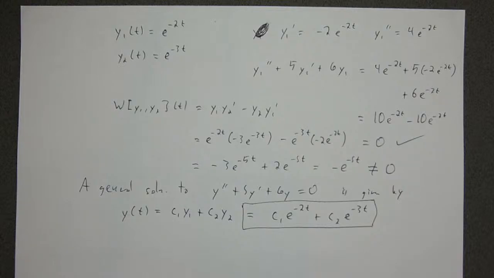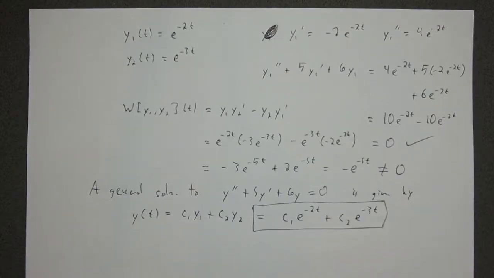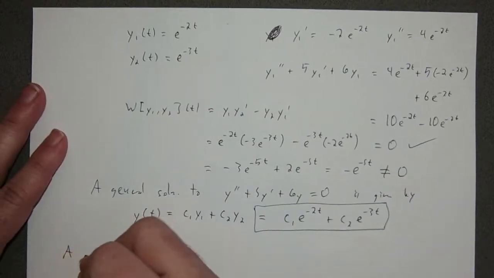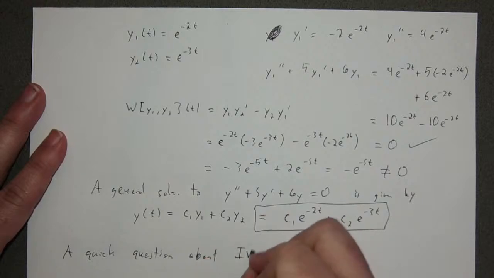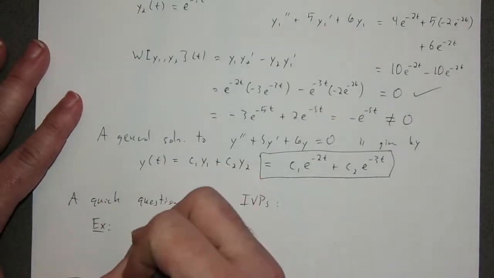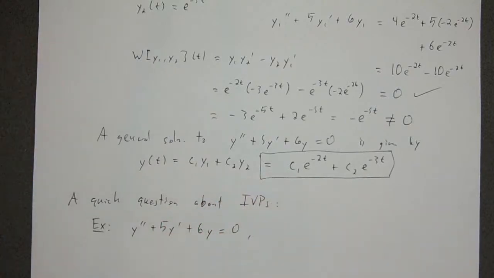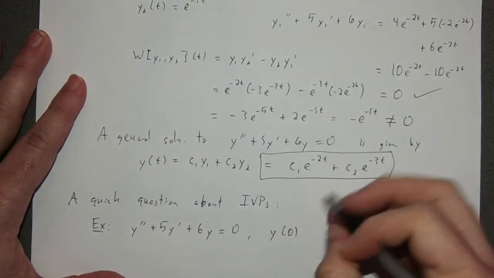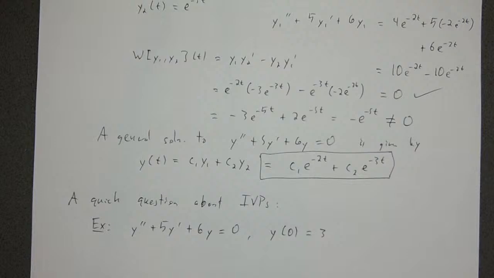All right, so a couple of things here. First of all, I have two constants here that are my arbitrary constants determining this. So a quick question about IVPs. Let's go back to this example. Let's say that my equation is y double prime plus 5y prime plus 6y is equal to 0, and I have some initial condition. So y of 0 is equal to, say, 3.